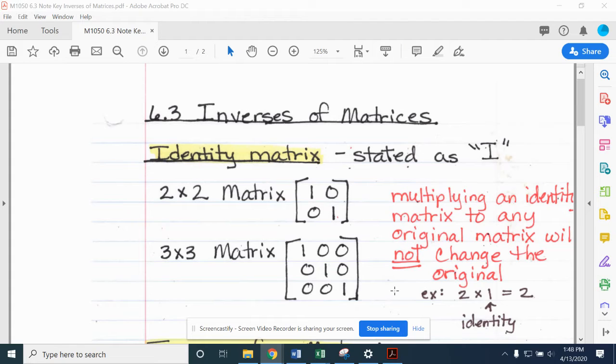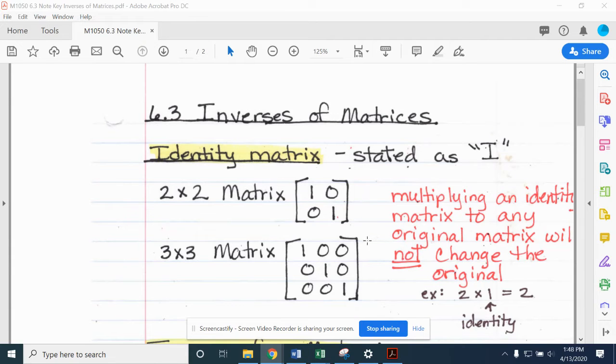Hello, everyone. Let's look at 6.3 inverses of matrices. So to start this section, you really need to know what an identity matrix is. It's stated as an uppercase I, as such right here. We can have a 2x2, a 3x3 matrix, or even higher. But for our purposes, we stay with the 2x2 and 3x3.